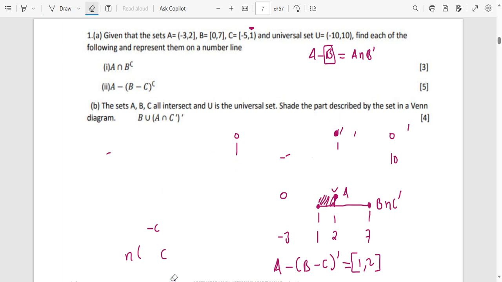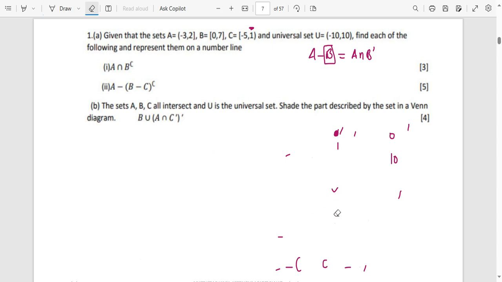The sets A, B, and C all intersect, and U is a universal set. Shade the set described by the set which has been given there. Okay, so we want to shade.